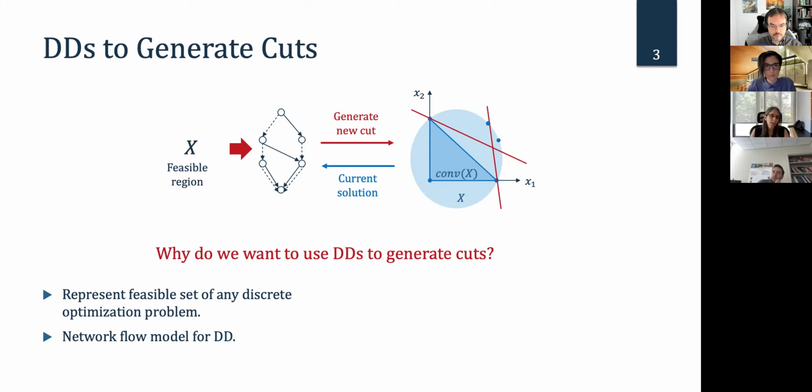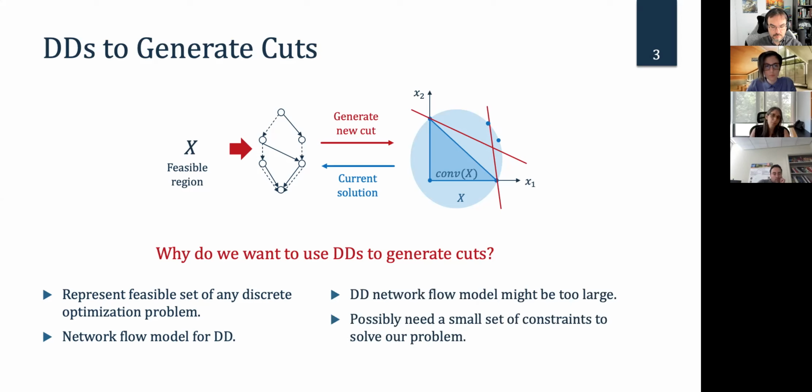But the question then is, well, why don't we just use this model directly instead of just generating cuts? And the reason is because this DD network flow might be too large to actually just put it in your MIP model and, I don't know, let Cplex or Google resolve it. So what we're going to do instead is add cuts little by little, because usually what happens is that you need a small set of constraints to actually solve your problem. So this procedure could be much more efficient in practice.